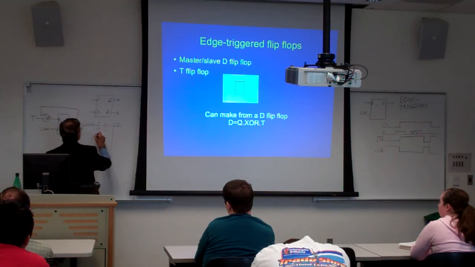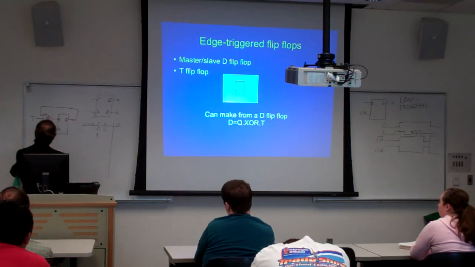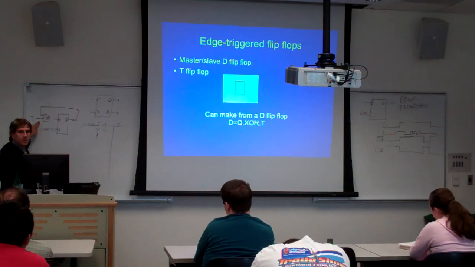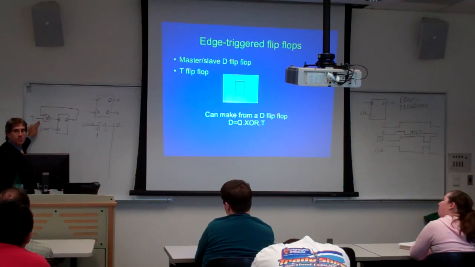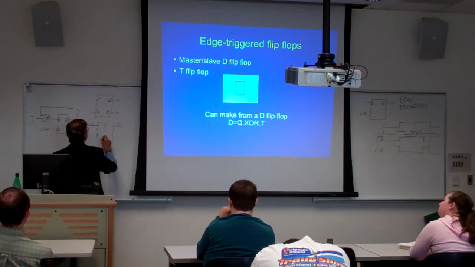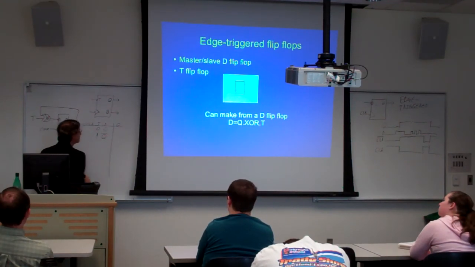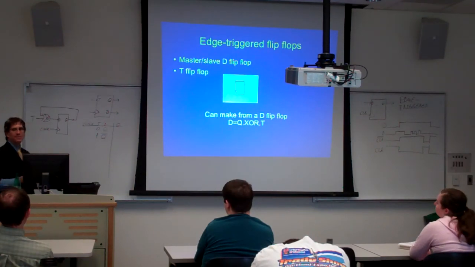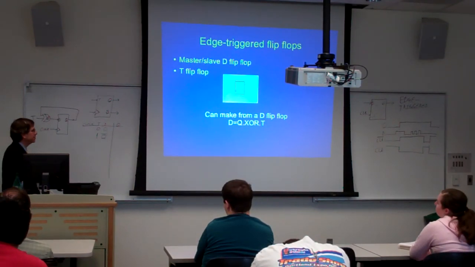If you raise T to 1, a 1 XORed with anything gives you the inverse of that thing. 1 XORed with 1 is 0, and 1 XORed with 0 is 1. So if T is a 1, whatever value of Q is coming out, the inverse of that is going to get loaded into D. So D is going to be equal to Q complement. And the next time that the clock goes high and low, your output's going to change to the inverse of what it was.